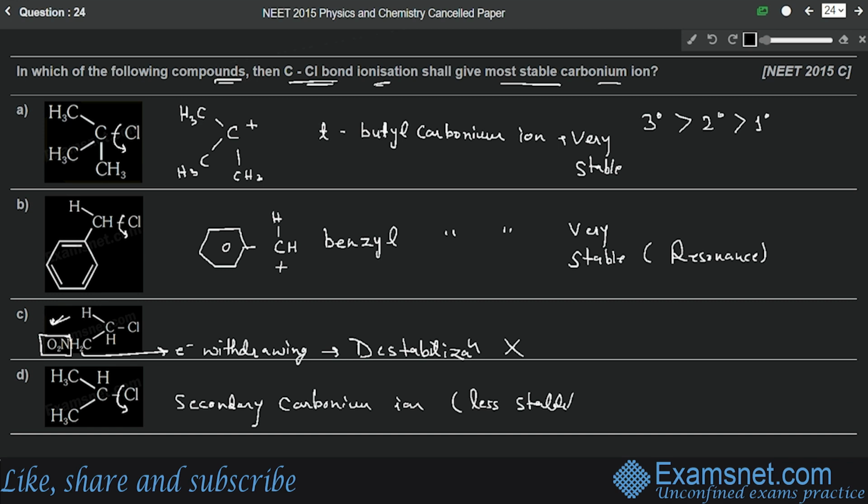But the first two options, both should be correct. Actually, both can be correct because both are very stable. But the tertiary carbonium ion, the first one will be slightly more stable than the second one. Still, in some places you'll find that the second one is most stable due to resonance. So there is confusion in this question. Please check the official answer key to see which answer is marked as the correct one.